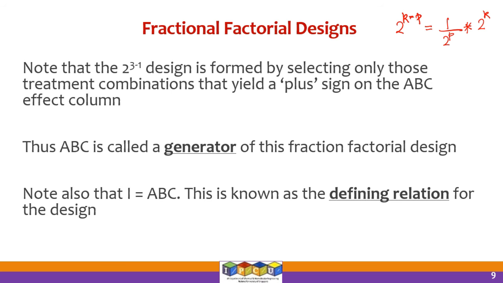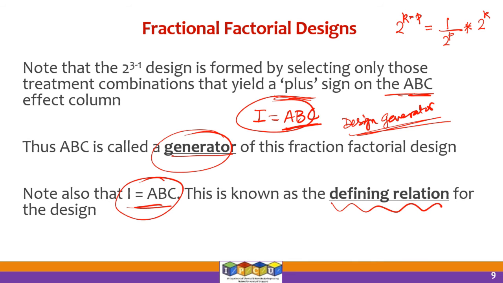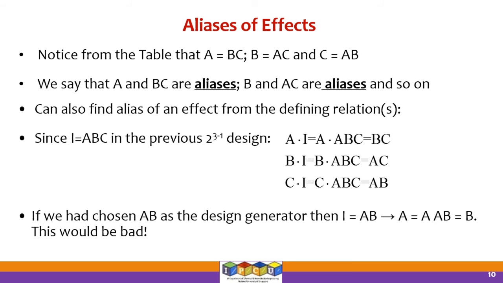So we are going to consider treatment combinations that have a plus sign on ABC. So we are going to look at I is equal to ABC. That means ABC is equal to plus 1. All right. So this is called the generator. ABC, right? This thing is called the generator because I is equal to ABC will be called the defining relation. And just ABC, the right hand side of that, will be called a generator of this fractional factorial design.